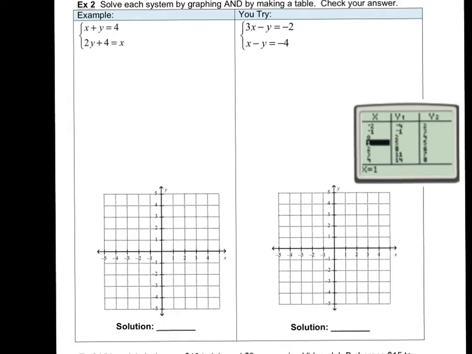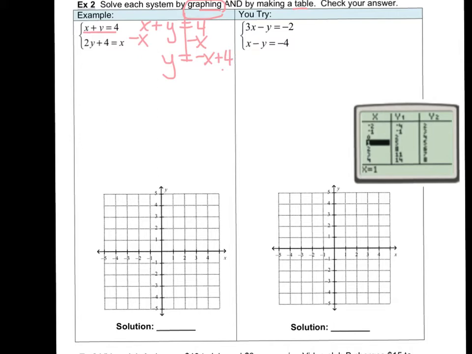In order to do number 2, solve by graphing and making a table, I'm going to have us graph these first. So let's put these two equations in a form that we can actually graph them. So I'm going to take the first equation and solve it for y equals. So I'm going to subtract x from both sides, and I have y equals negative x plus 4. So let me graph that.